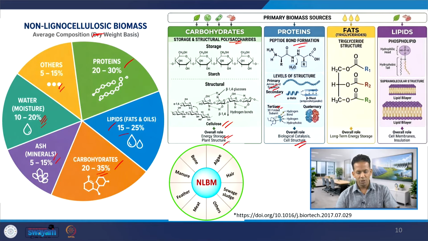Carbohydrates are mainly for energy storage. Fats are for long-term energy storage. You can see the molecules with double bonds here in the form of triglycerides. And lipids' role is to form cell membranes and insulation. So like the role done by lignin in lignocellulosic biomass, a similar role is done by lipids in non-lignocellulosic biomass. These are some examples of non-lignocellulosic biomass: bone, algae, hair, sewage sludge, meat, feather, and manure.